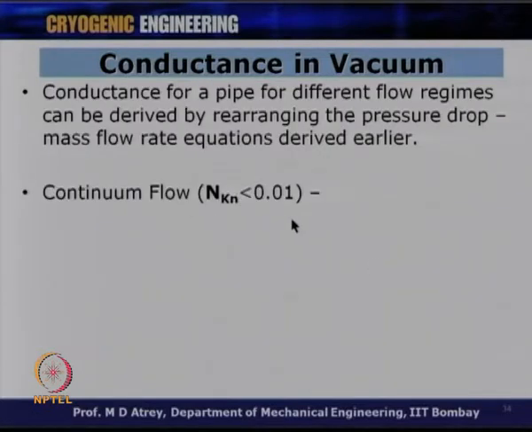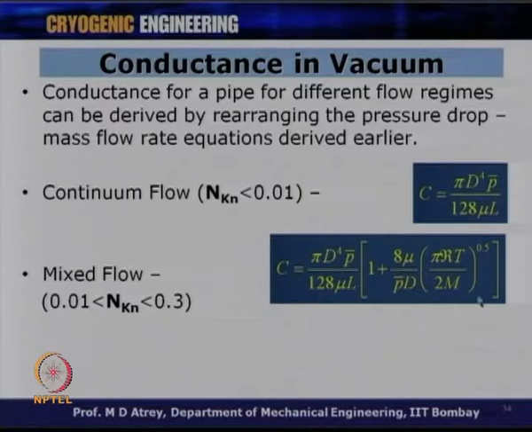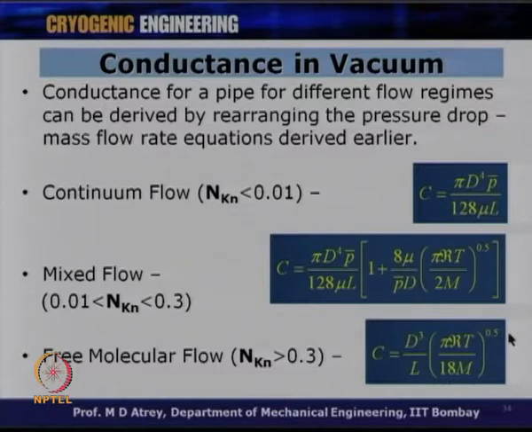And therefore, for continuum flow, we will get C, this conductance, directly proportional to d to the power 4. For a mixed flow, for the Knudsen number between 0.01 and 0.3, we will get C is equal to this formula, similar to what we had done earlier. And similarly, for free molecular region now, we will get conductance is equal to this. What does it mean? It means that if I know the length of a pipe, the diameter of the pipe, the average pressure in the system, the temperature, and the gas to be evacuated, I can calculate conductance for that pipe, for that gas, for a given delta P, given length and given diameter of the pipe.